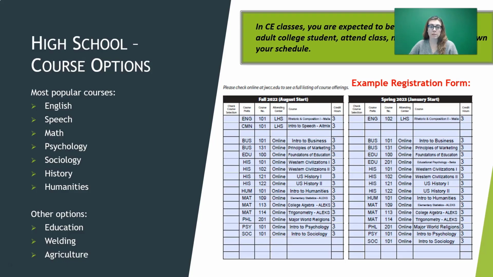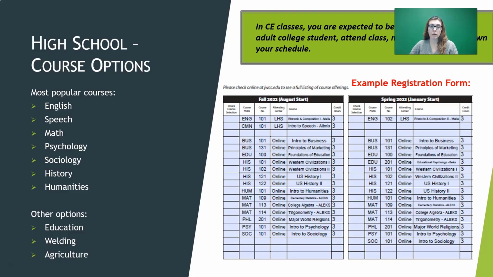I also have an example registration form and how we lay out those courses on the registration form within this slide. So this is specific to one high school, but every high school has different courses listed on their form. And you can find those forms on our Johnwood website, and I'll have that on the last slide and throughout the presentation, so take a look at that.